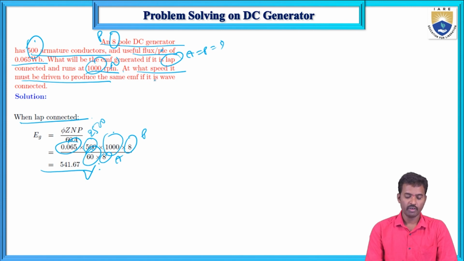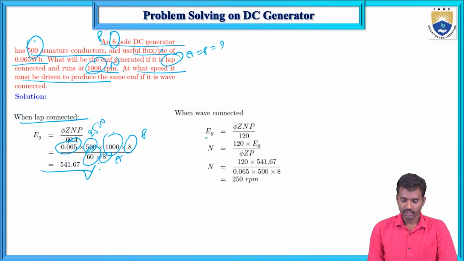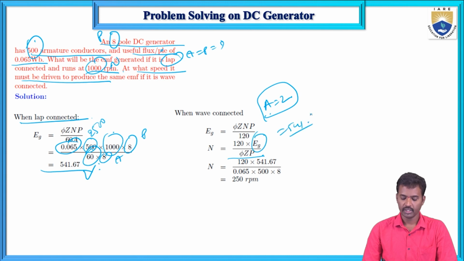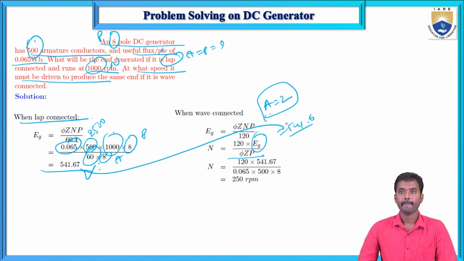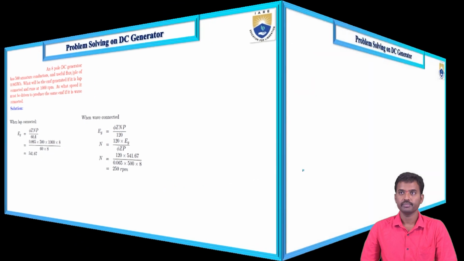So for the same EMF, it is wave connected. At what speed must it be driven? So for wave connected, EG equals φZNP by 120. So N equals 120 into EG by φZP. Here it is wave connected, meaning A equals 2. Just substitute A equals 2 and EG equals 541.67. So the speed equals 250 rpm.